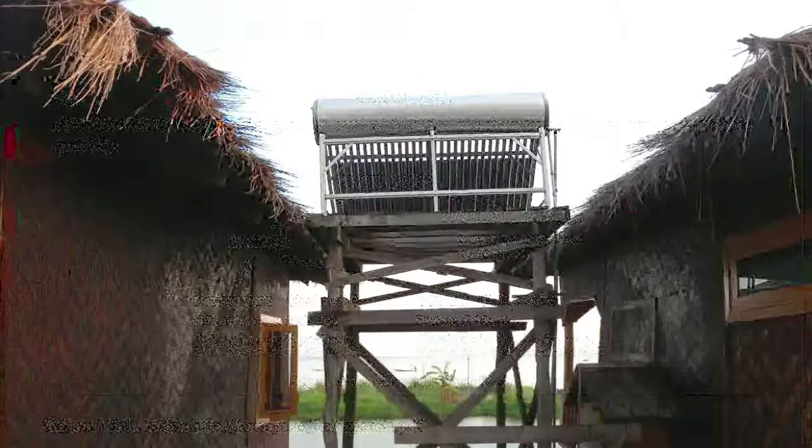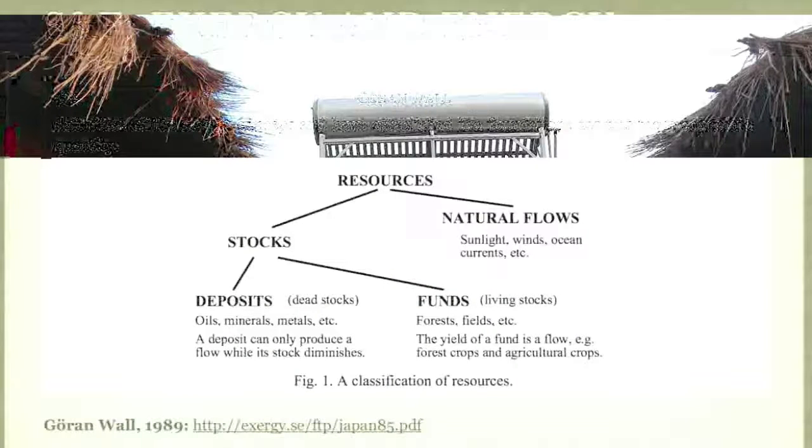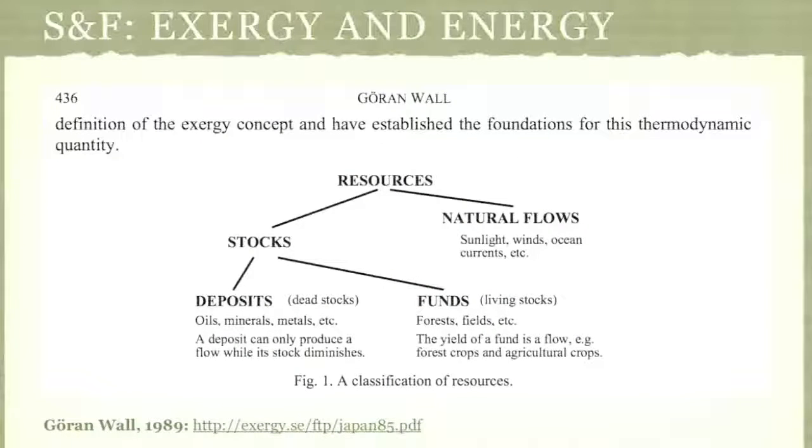This is one of the old ones I found. When you have gone to Professor Leipengut's lecture, you have heard a lot about exergy. And here, this is 1989, so it's more than 20 years old, a definition of exergy and energy. And you can see he looks at resources and then says there are stocks. And the stocks are split into deposits, for example, oil, minerals, metals, and so on. And a deposit can only produce a flow while its stock diminishes. So this is very important.